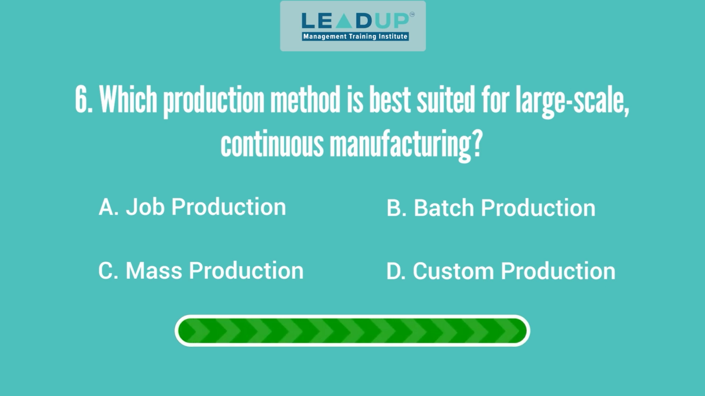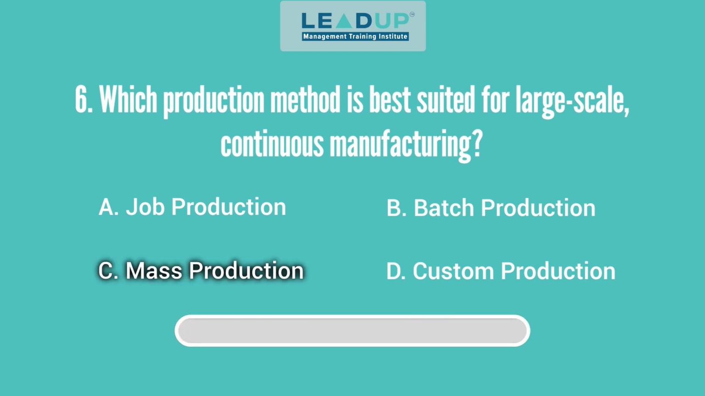Question 6. Which production method is best suited for large-scale, continuous manufacturing? A. Job production. B. Batch production. C. Mass production. And D. Custom production. The answer is mass production.